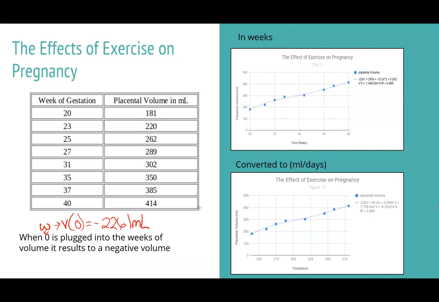Then we wanted to see, if we plugged in a 0 for the weeks, what the placental volume was going to be. We found out that it was a negative volume. We're saying that it's a negative volume when the weeks are plugged in as 0 because the baby is basically the higher density, and it's sinking into the placenta with a volume of lower density.